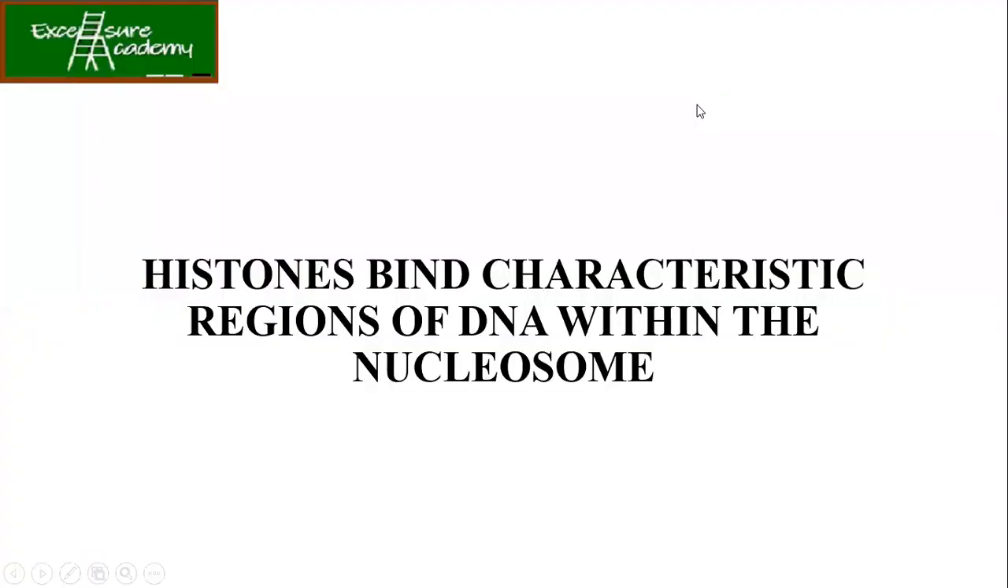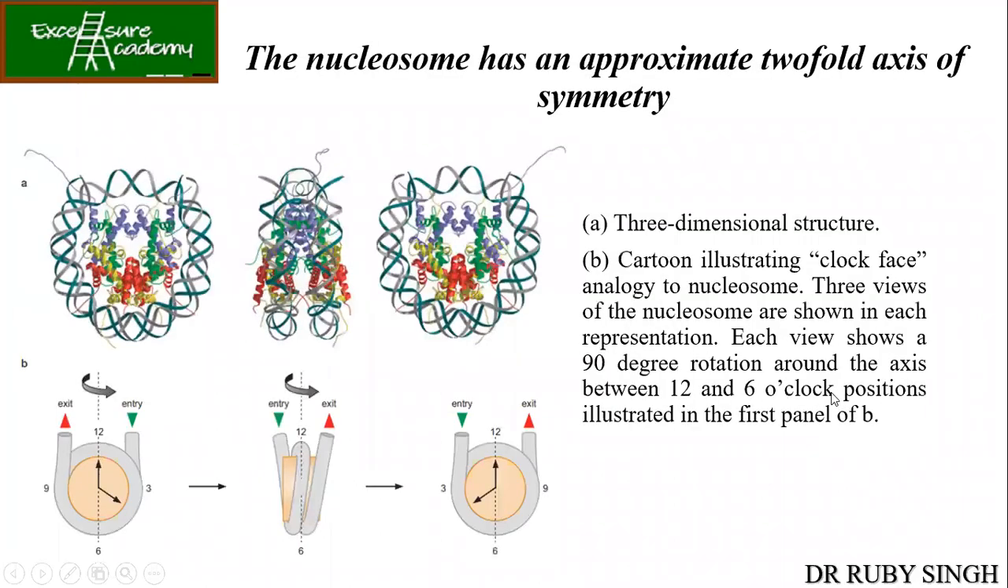So in the last lectures, we talked about the histones and the nucleosomes. Now we're going to talk about how exactly these histones will bind the different characteristic regions of the DNA inside the nucleosome. Okay, so this is your three-dimensional structure of a nucleosome. And see, this is the cartoon. So what they're showing is how exactly the DNA is wrapping. Okay, so three views have been taken, upper, back and the side ones, and this has been compared with the clock. So you can see this one over here.